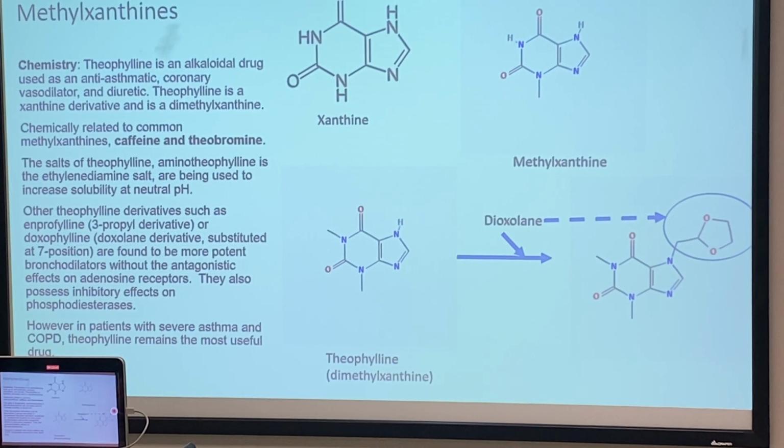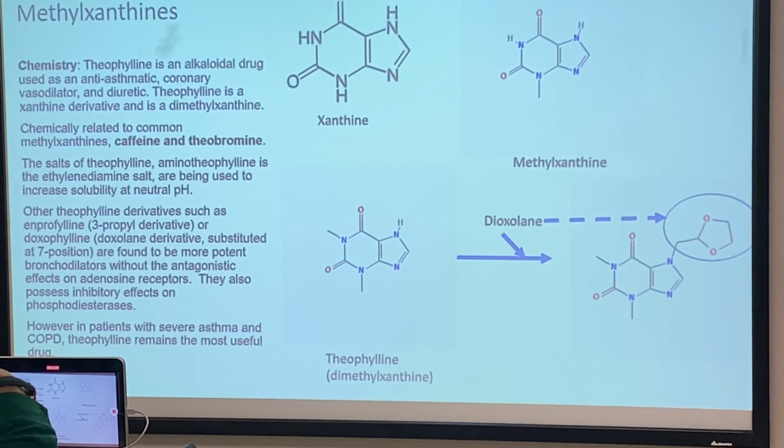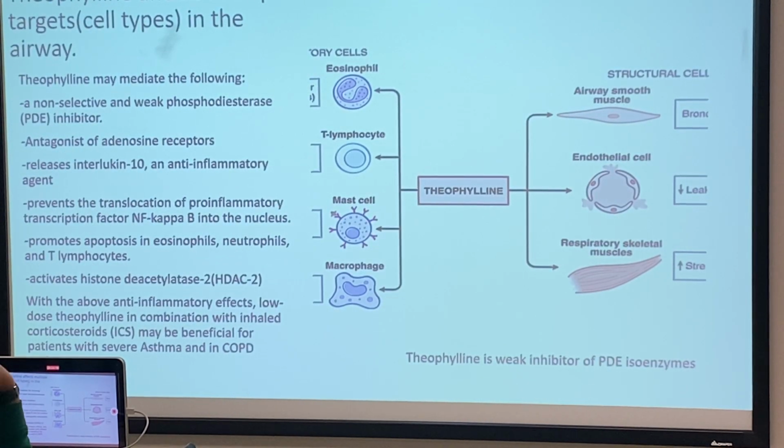However, patients with severe asthma and COPD, theophylline still remains the most useful drug. So theophylline's activity is different from the beta-adrenergic receptor agonist activity, but still it causes bronchodilation through mechanisms other than the beta-adrenergic receptors. What are the targets for theophylline? It's a non-selective, weak phosphodiesterase inhibitor. How does it matter?